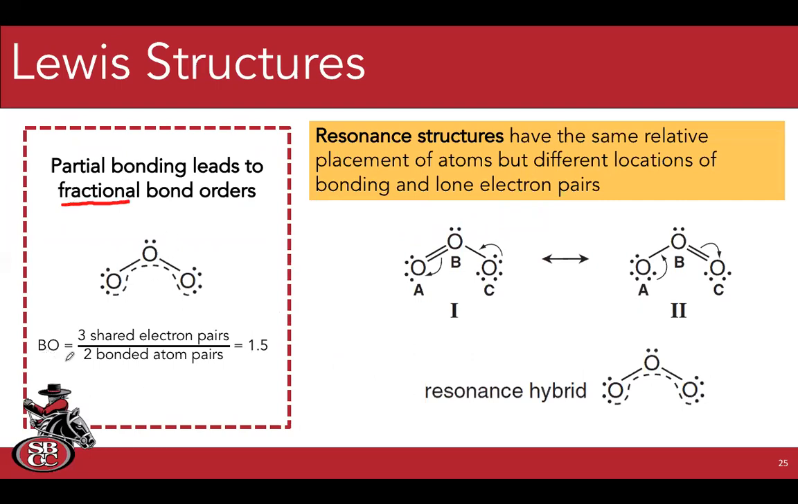And with resonance, the bond order becomes how many pairs of electrons are shared. So we have 1, 2, 3 pairs between 2 groups of space. So 3 shared pairs of electrons over 2 bonding atom pairs. And that gets us to a bond order of 1.5. So in between 1 or 2, and that's backed up with the data. When we measure the length of this oxygen bond, we find that it's in between the measured lengths of an O2 single bond and O2 double bond. It has a 1.5 bond order.